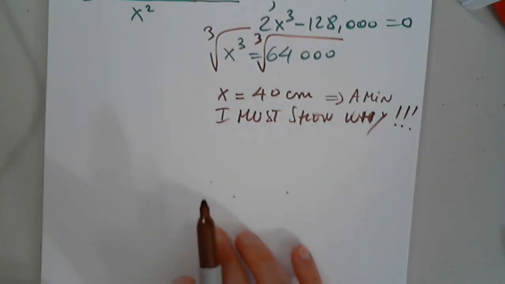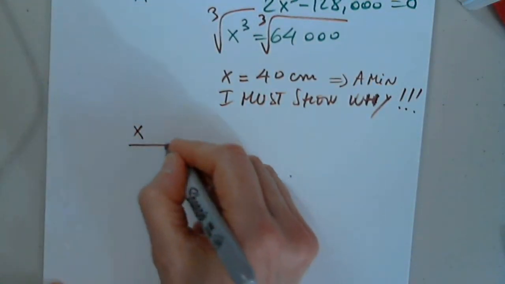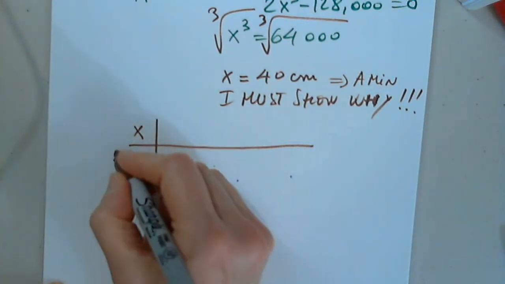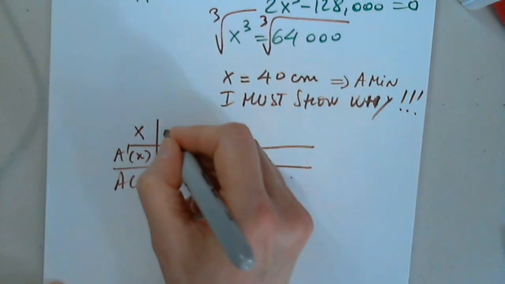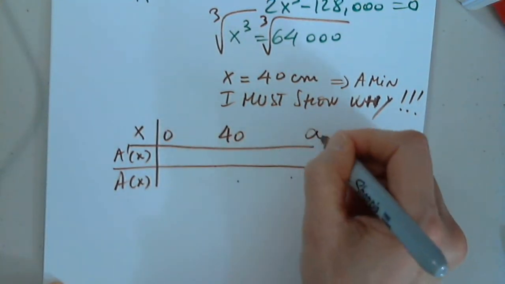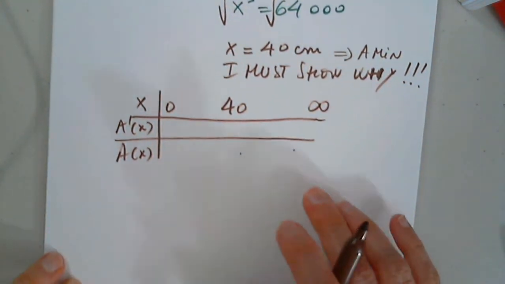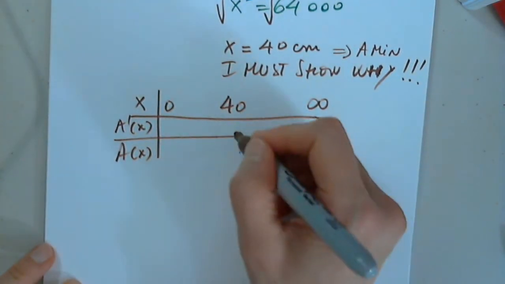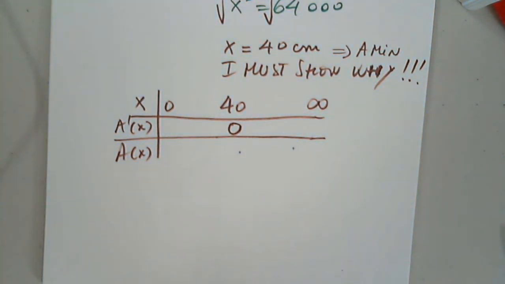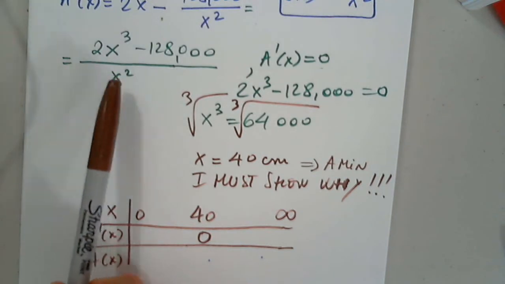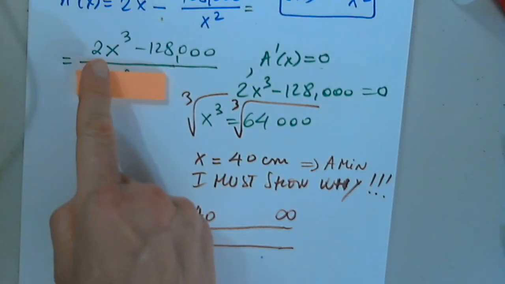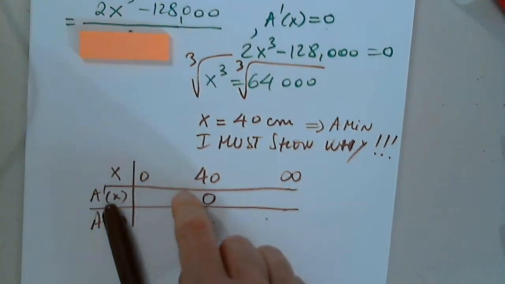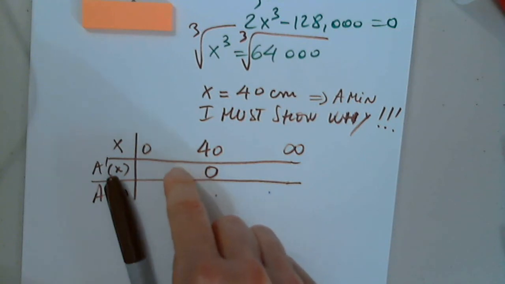This is not good enough. So here's how I show why. Of course, this is not possible. Infinity is not possible here. Anyway, good. So here's my derivative. I will not study the sign of the denominator because it's a waste of time. But when I plug in 0 in the numerator, what will be the sign of the derivative here before 40?